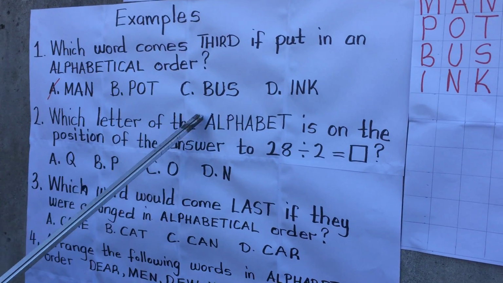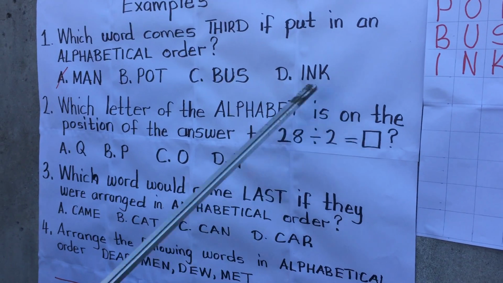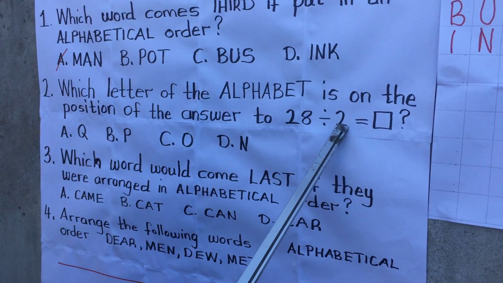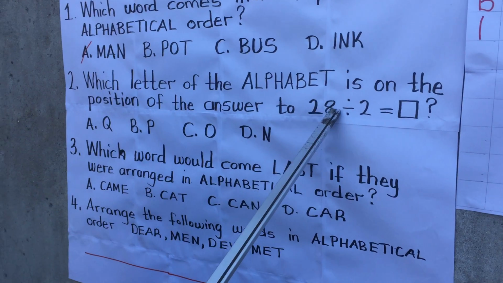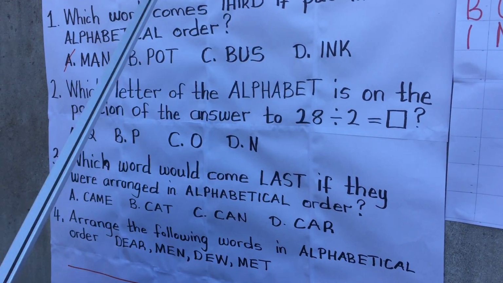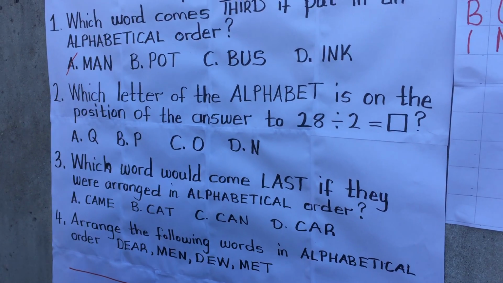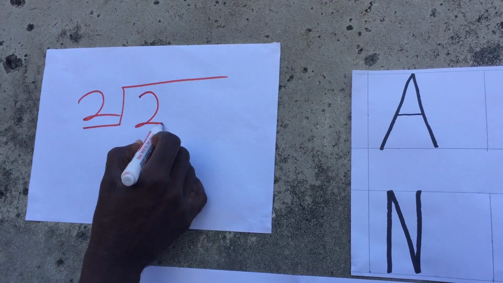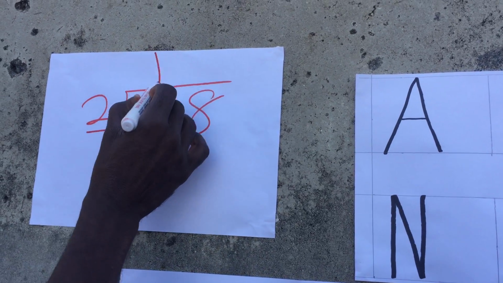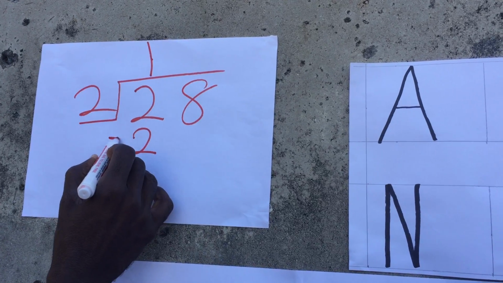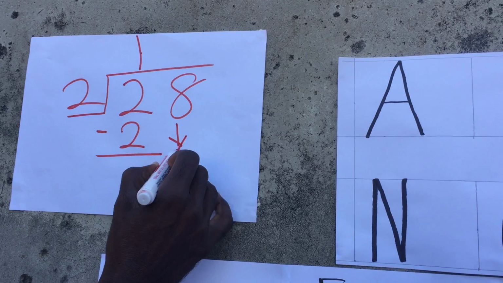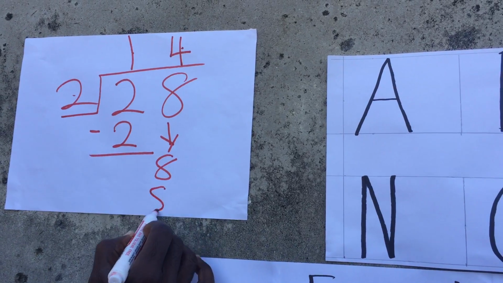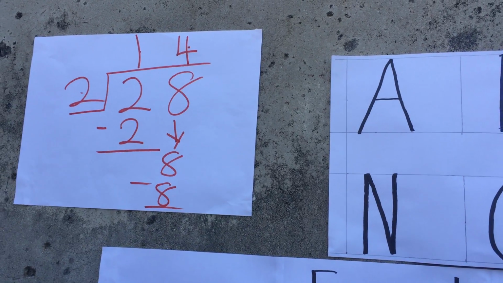Which letter of the alphabet is in the position of the answer to 28 divided by 2? This is mathematics. 28 divided by 2, where you are dividing. You are saying the 2, then 28. There you know it's going to be 1. 1 times 2, you're going to have 2. You take away, the 8, 0. What do you bring down? 8. 2 into 8 is 4. 4 times 2 is 8. So meaning our answer is 14.